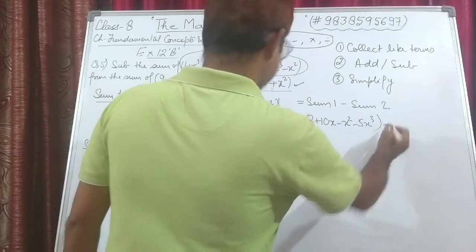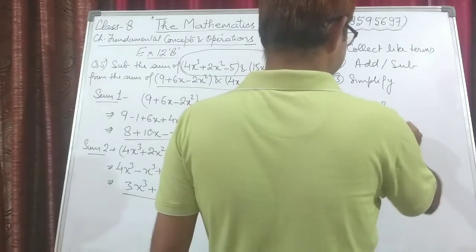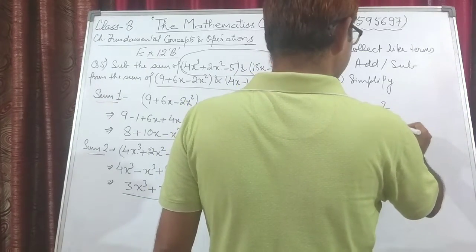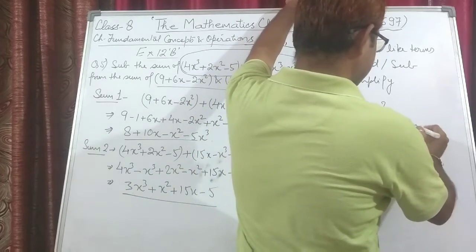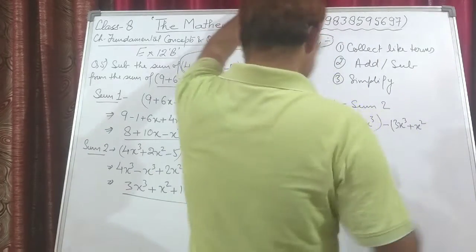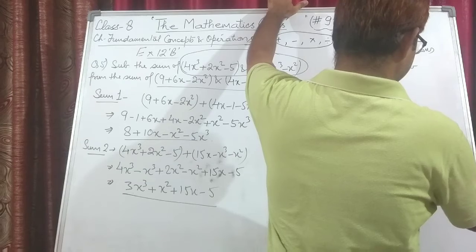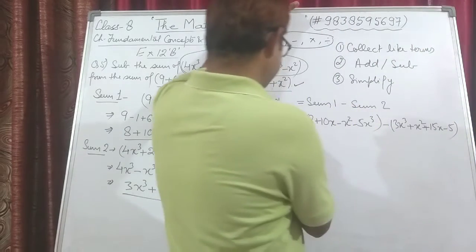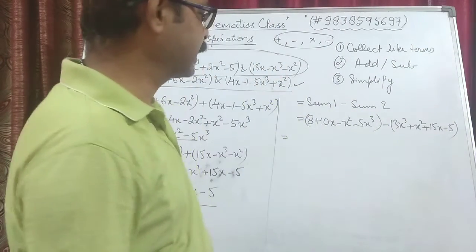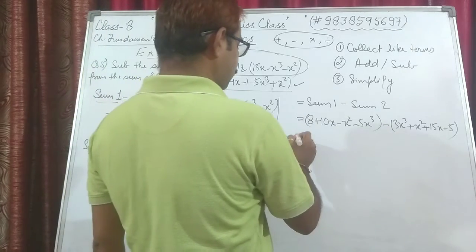This total minus, it is 3x cube plus x square plus 15x minus 5. Now what are we going to do? First of all, we'll take like terms. Here it is 8. 8 is a constant.